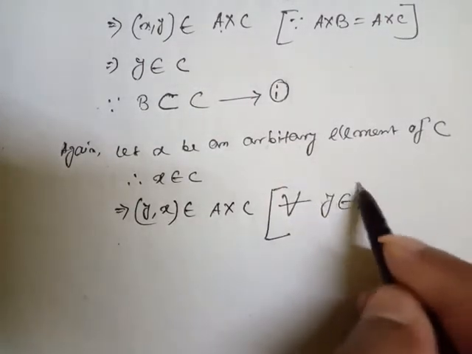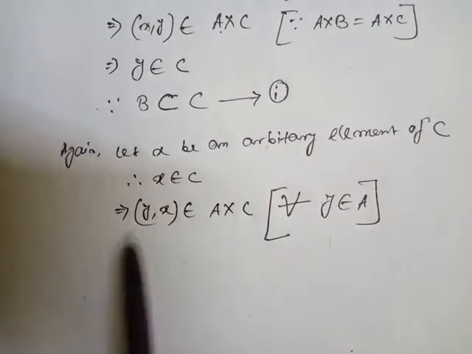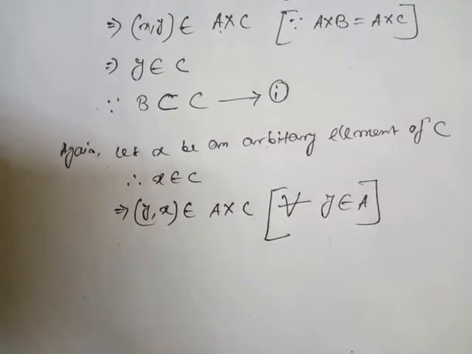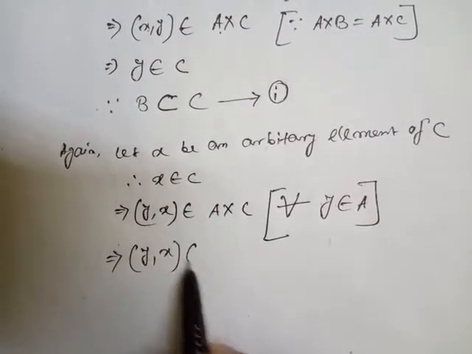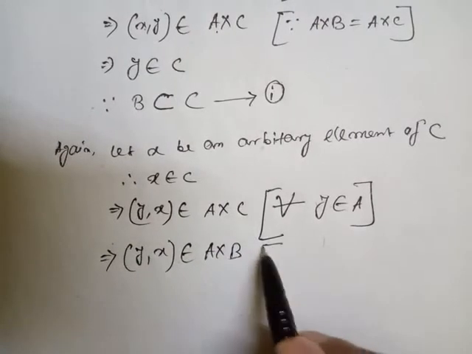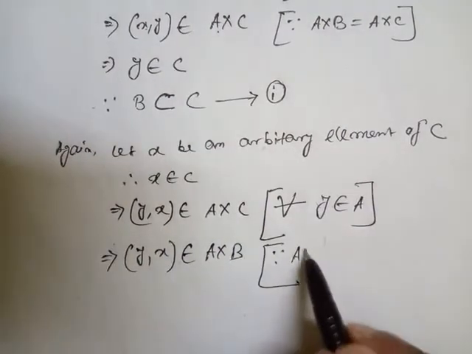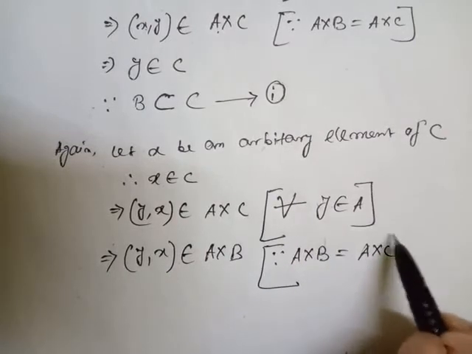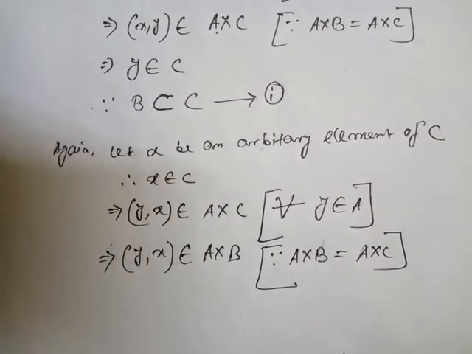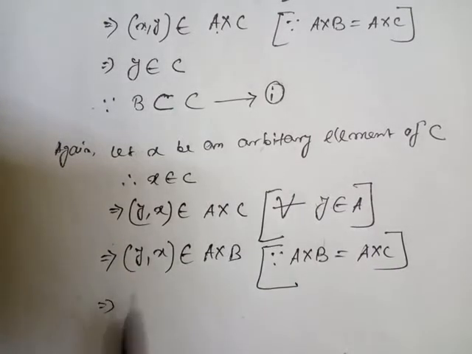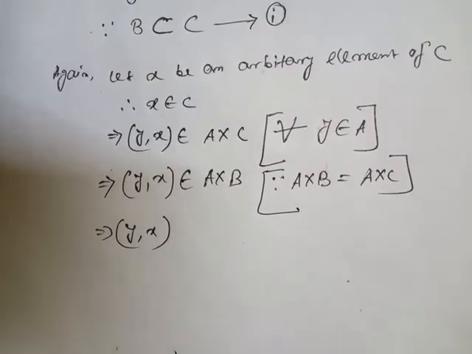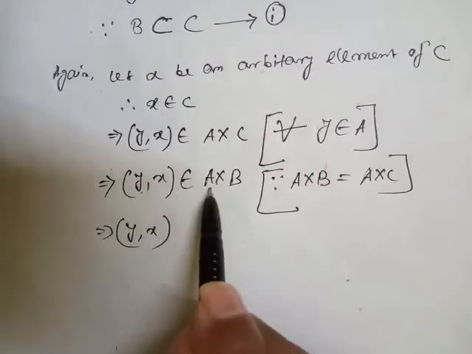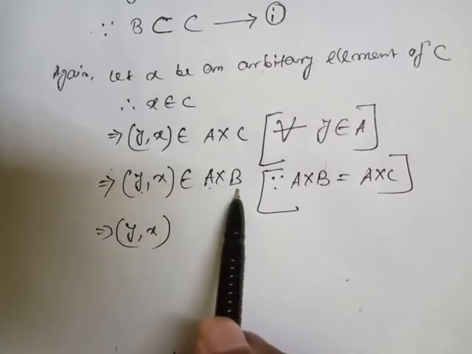y belongs to A. Now look, I have taken one element y, so y belongs to A, then x belongs to C, but in place of A product C I will write A product B, since A product B equals A product C, which is the condition given in the question. So (y, x) belongs to A product B, so y belongs to A and x belongs to B.